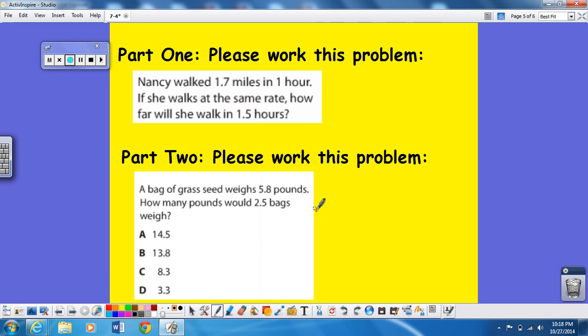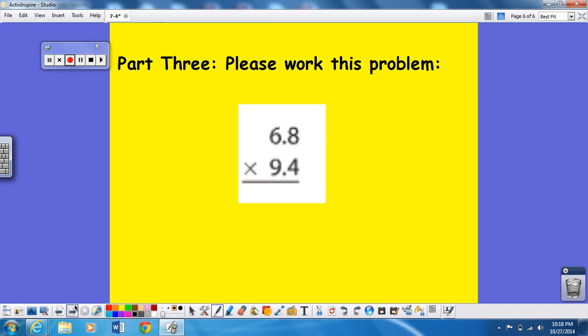Part 2, same kind of problem. A bag of grass seed weighs 5.8 of a pound. How many pounds would 2.5 bags weigh? Again, if you would set the problem up for me on your notes page, look at the information in the problem and decide how you would figure that out. And finally, part 3.